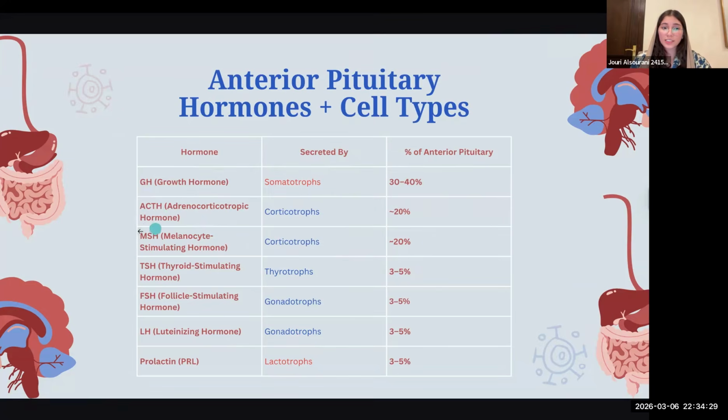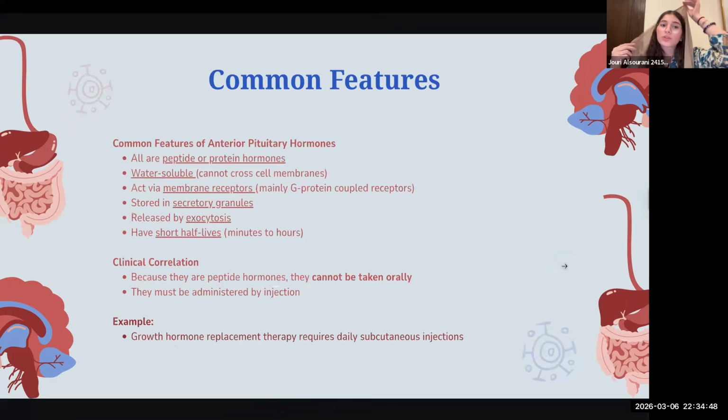We have ACTH and MSH, which we're going to be discussing. These are corticotrophs, 20%, so they're the second most secreted. Then we have the TSH, thyrotropes, gonadotrophs, 3 to 5%, all of them, and prolactin, which are the lactotrophs, or also acidophils, 3 to 5%. These are all basophils.